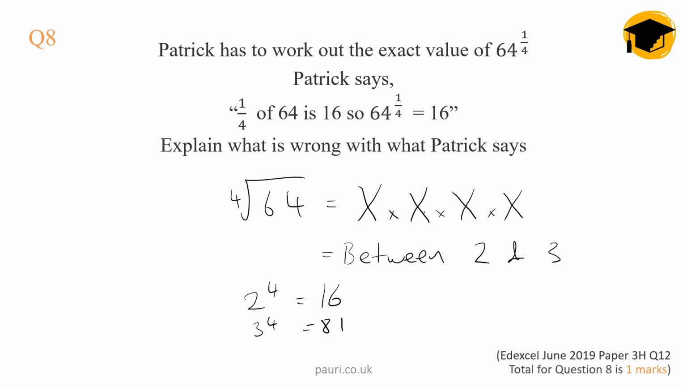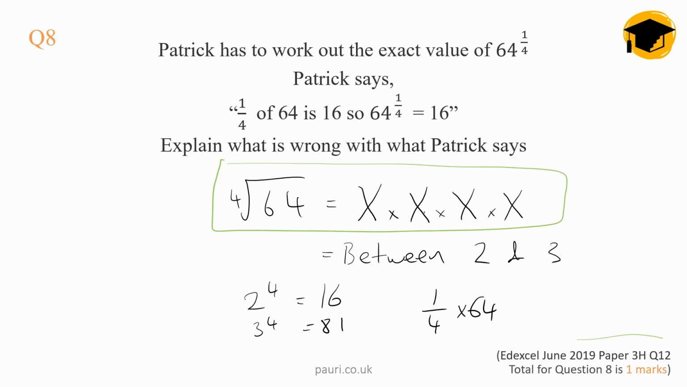So let's go back to the question. Patrick says a quarter of 64 is 16. 64 to the power of 1 over 4 is 16. Explain what is wrong with what Patrick says. So Patrick has misunderstood what a fourth root is. What we're trying to do is a number times a number times a number times a number gives 64. And he has just worked out what is a quarter of 64. He's not done what we've done over here, which is our main calculation.